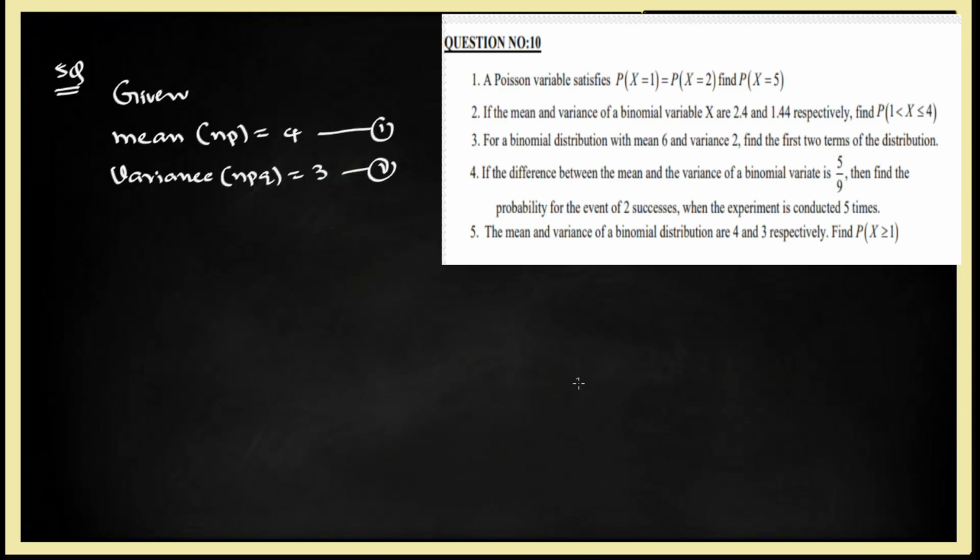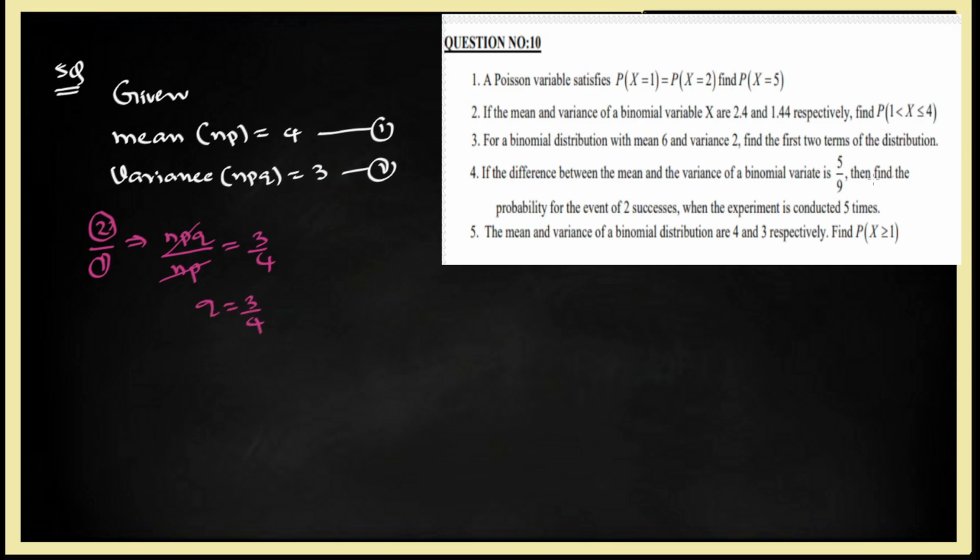Now question number 5. The mean and variance of a binomial distribution are 4 and 3 respectively. Find the probability of x greater than or equal to 1. First write the given. The mean, denoted by np, is 4. Consider this equation 1. The variance npq equals 3, equation 2. Now dividing equation 2 by equation 1, that is npq divided by np equals 3/4. The np gets cancelled. Now q equals 3/4.